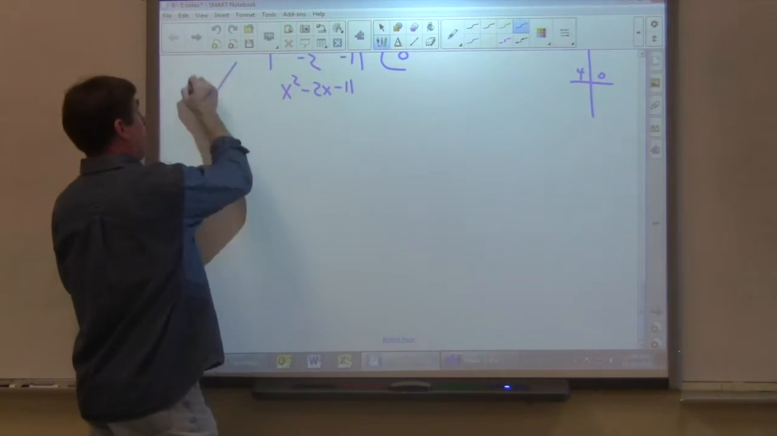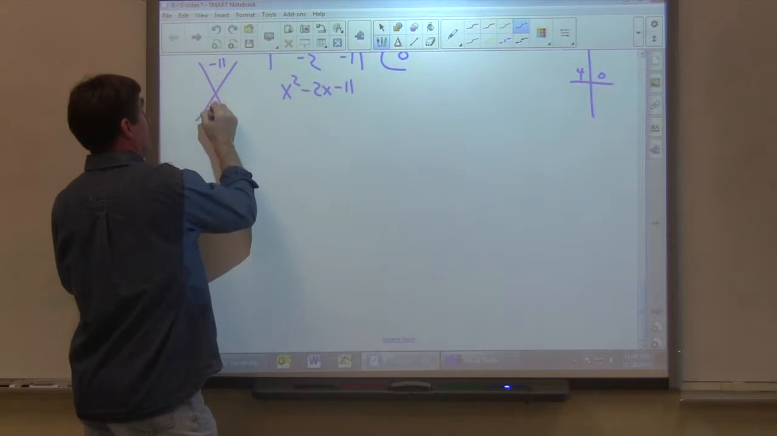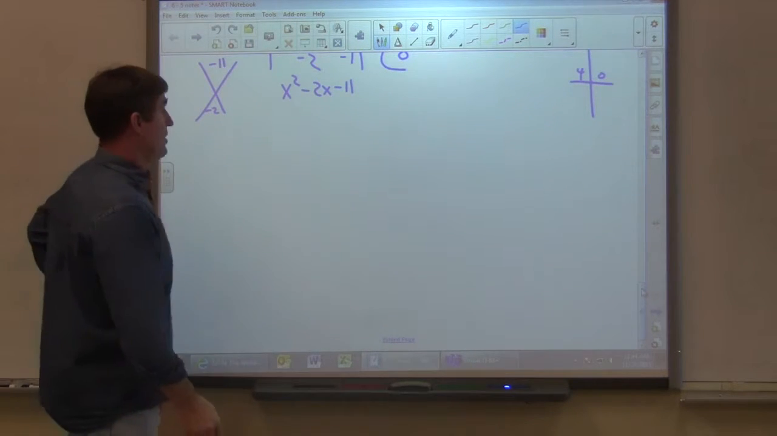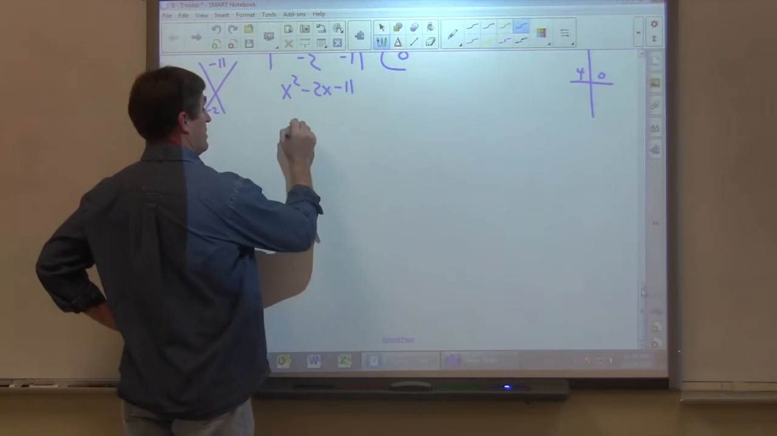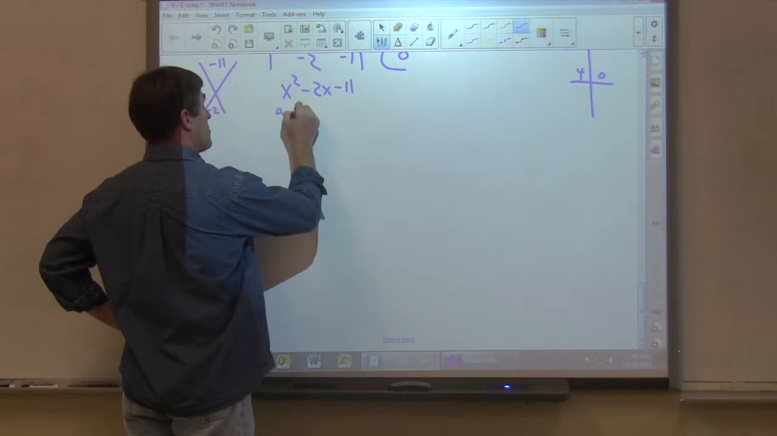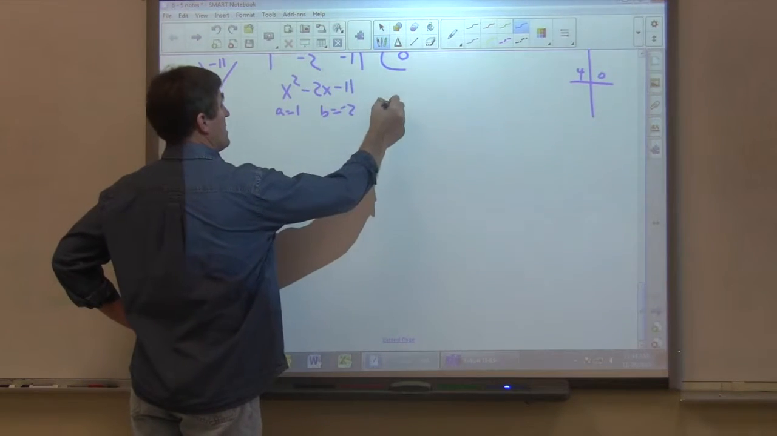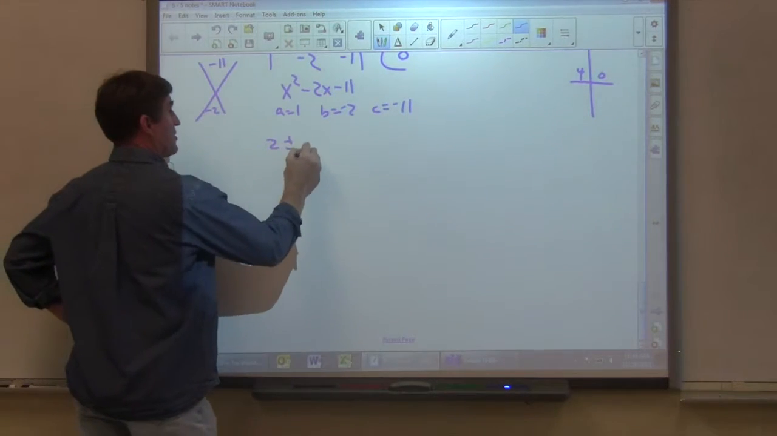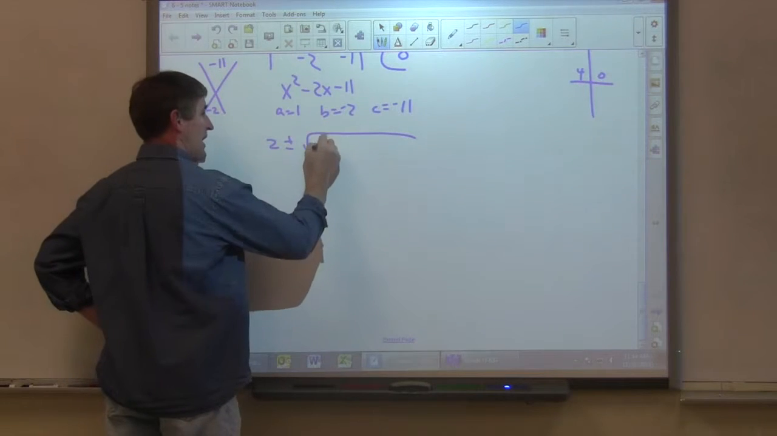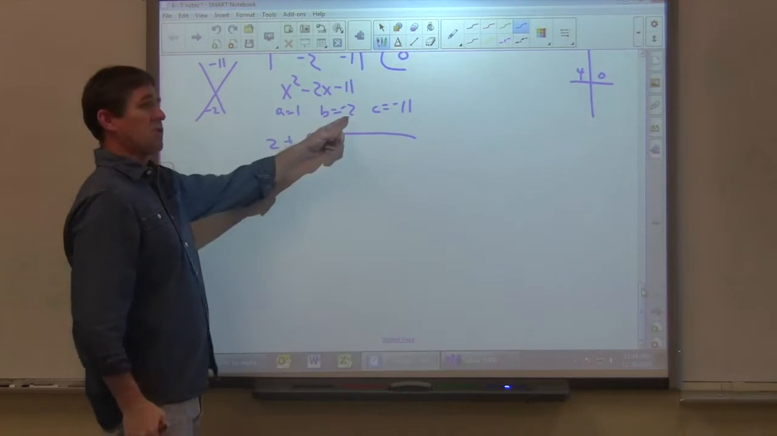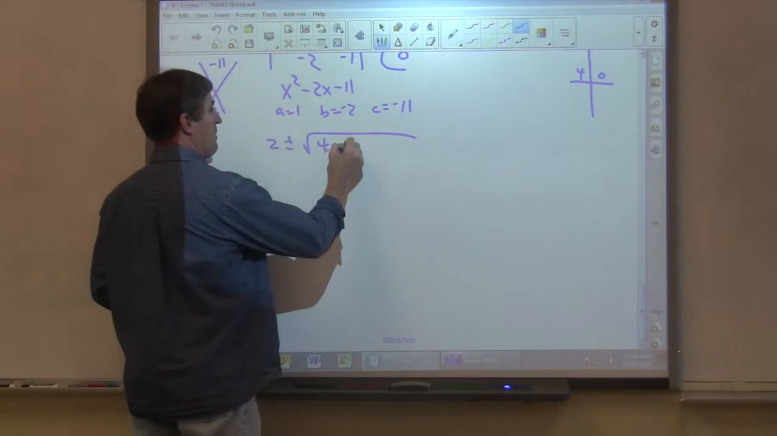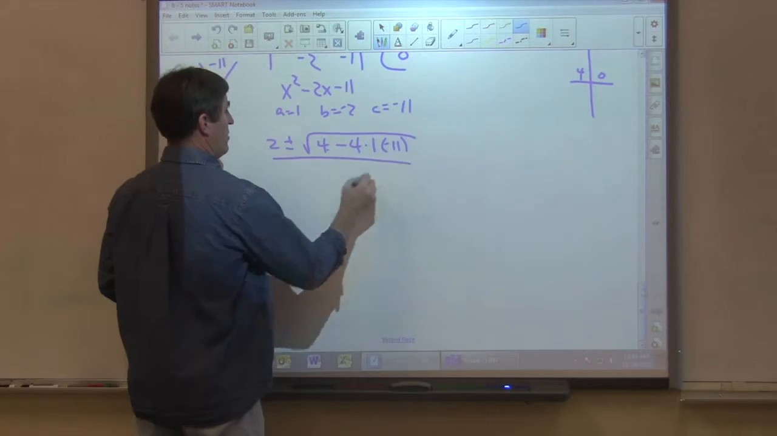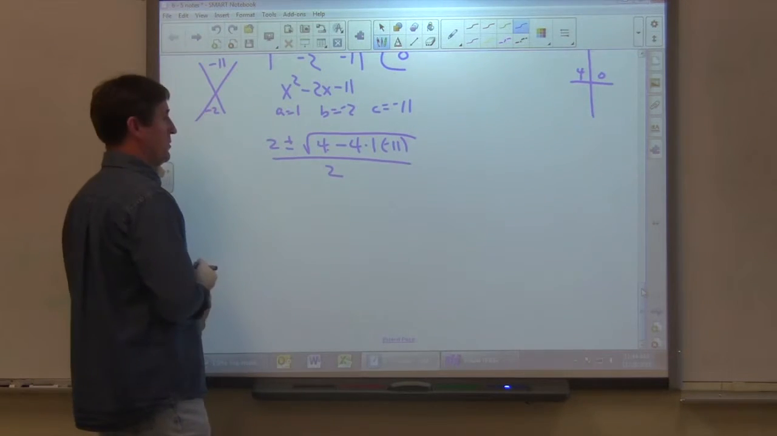So you could try and factor this. Negative 11, negative 2, but the only factors of 11 are 1 and 11. They don't subtract to give us 2. So we're going to have to use the quadratic formula. So I'm going to go A is 1, B is negative 2, C is negative 11, and plug them in. So we've got 2 plus or minus negative 2 squared. Again, some of you rely on your calculators. Whenever you square a negative number, it's going to be positive. Minus 4 times 1 times negative 11, all over 2 times 1 is 2.